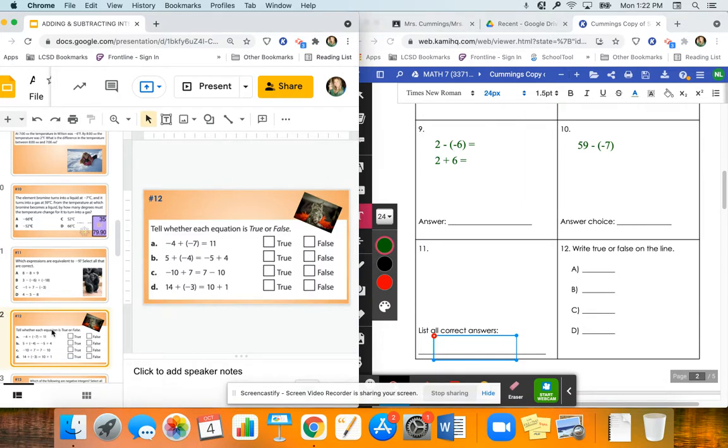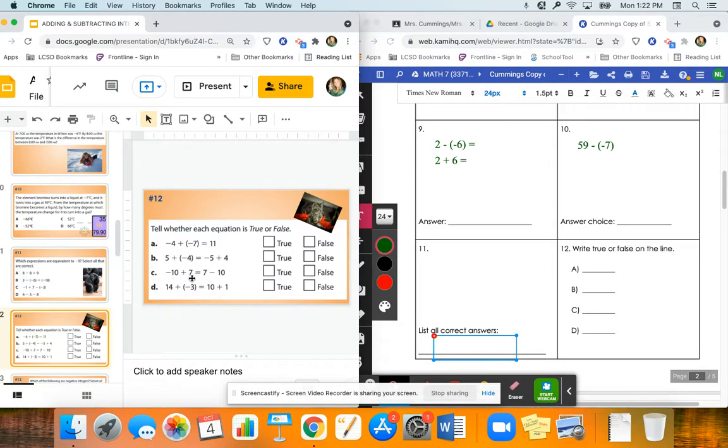For question number 12, you're writing true or false on the line. So tell whether each equation is true or false. A, negative 4 plus negative 7 equals 11. Is that true or false? You can write a T or an F. B, 5 plus negative 4 is equal to negative 5 plus 4. Is that true or false?